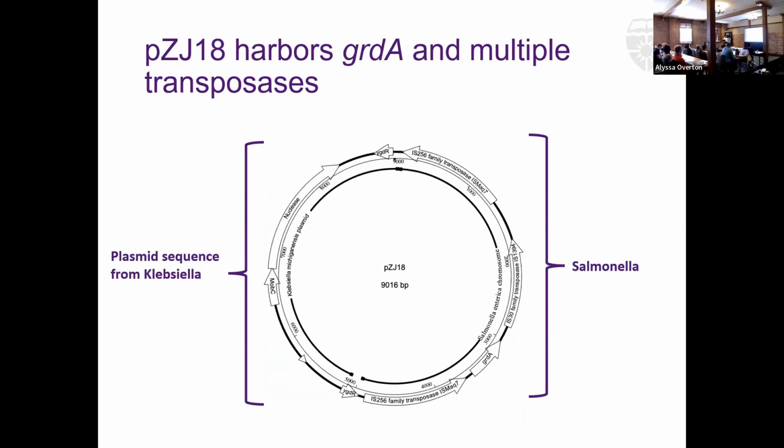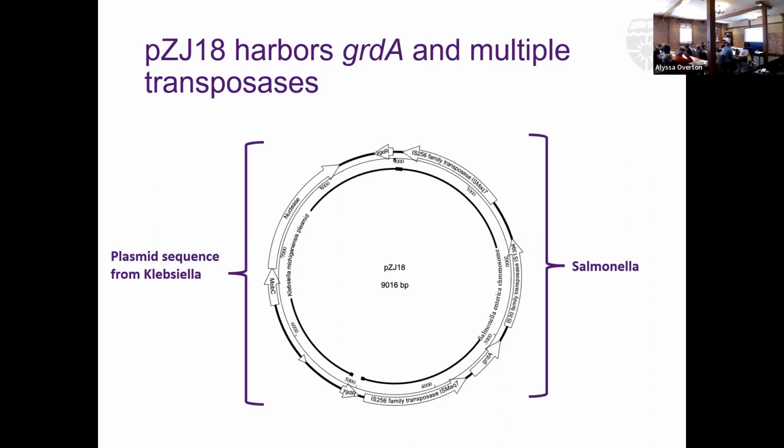And so we found this plasmid that we're calling pZJ18. It's rather small, it's only 9 kb, and it's got an interesting architecture. One half of the plasmid, in this bracket here, has a pretty common sequence that has been found in Klebsiella and other Salmonella isolates before. The right half contains some sequence that's been found in Salmonella genomic data as well, including ours.